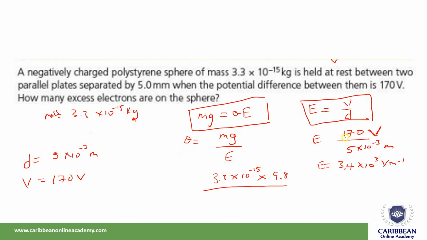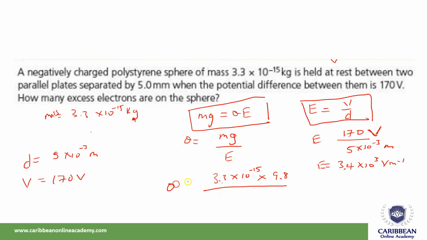The electric field would have been 170 divided by the separation, which is 5 times 10 to the minus 3 meters. It's in millimeters, so you need to put the times 10 to the minus 3, because the answers must be in their SI unit. So we were able to find that the electric field strength between the plates is 3.4 times 10 to the 3 volts per meter, right? So we could have gone ahead now and put in that value to find the overall charge.